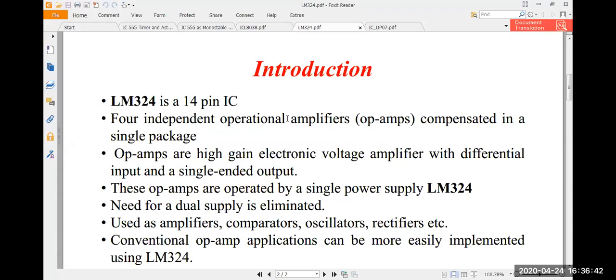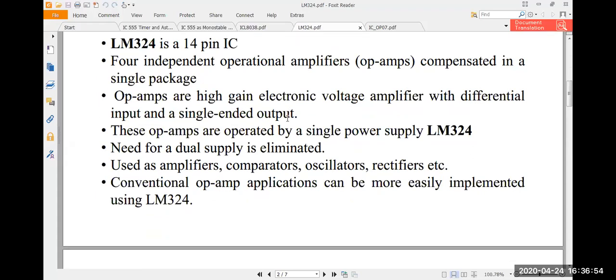You know that op amps are very high in electronic voltage amplifiers, and they have differential input and single-ended output. One of the advantages is that these op amps are operated with a single power supply, which is LM324. So with a single power supply, the need for dual power supply is eliminated. This LM324, with the help of operational amplifiers, can be used as comparators, oscillators, rectifiers, etc. And conventional op amp applications can be more easily implemented using LM324.